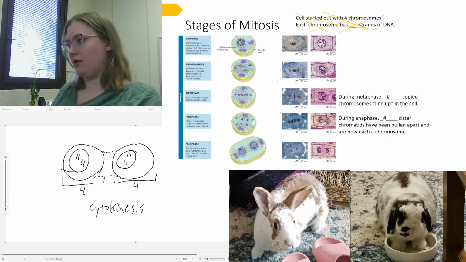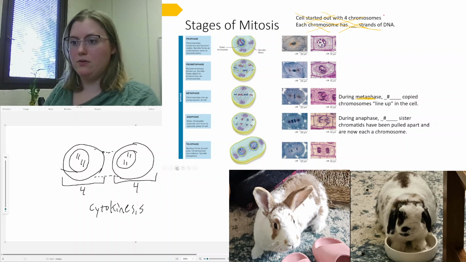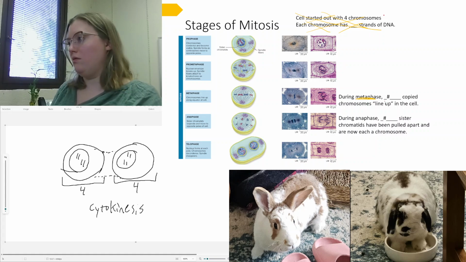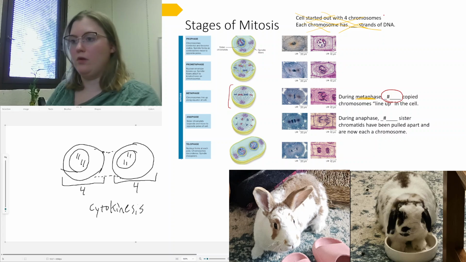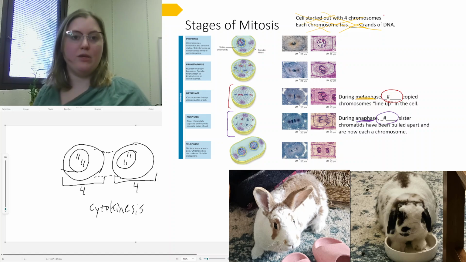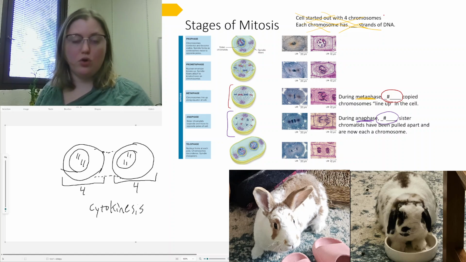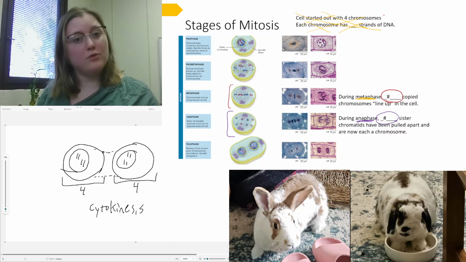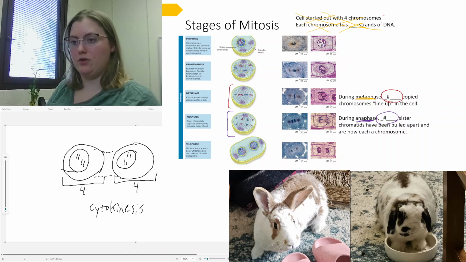So next iClicker question is during metaphase, how many chromosomes are lined up in the middle? During metaphase, how many chromosomes are lined up in the middle? Okay. And then the next question here is during anaphase, how many chromosomes are being pulled apart? Okay. Sister chromatids have separated, centromere is no longer connecting them. How many chromosomes are being pulled apart in anaphase? Go ahead and answer those.